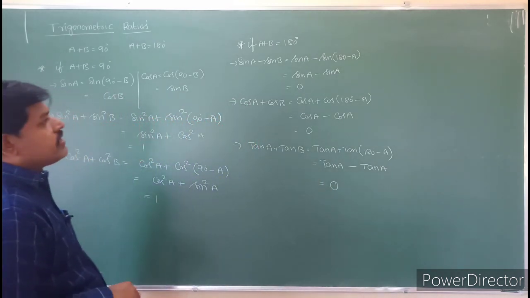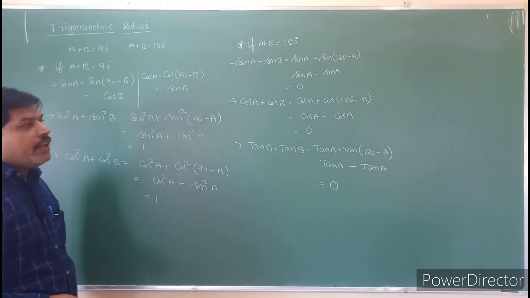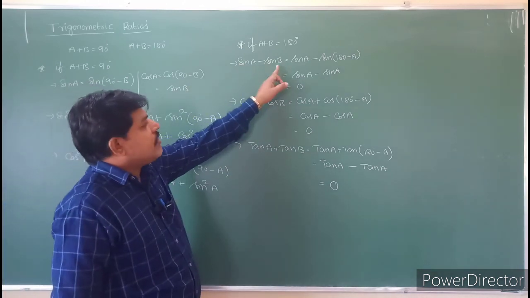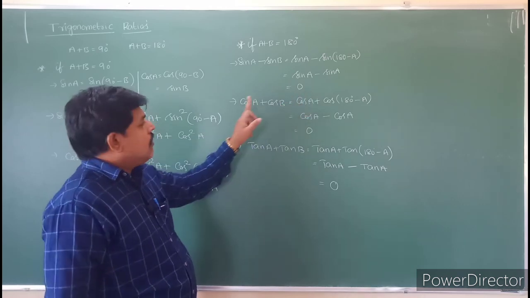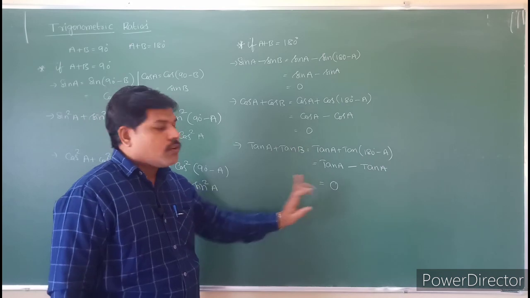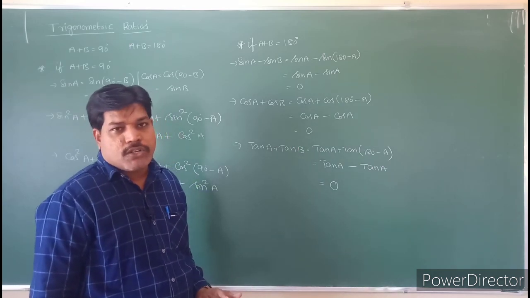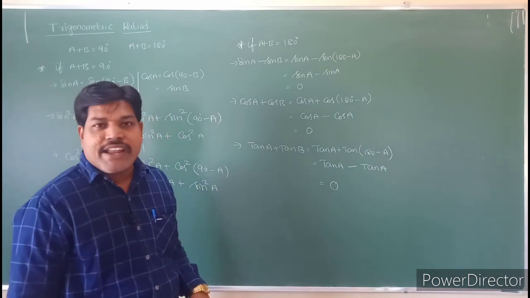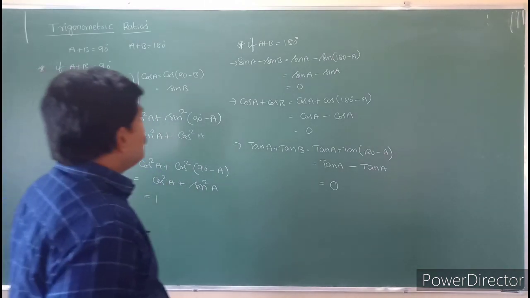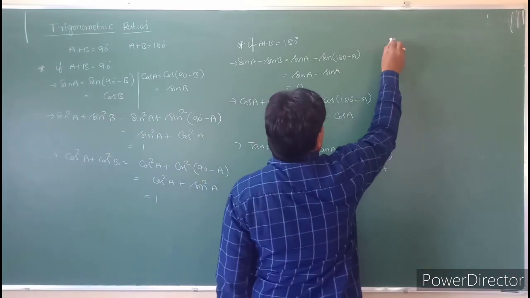So see that question, students. A plus b is equal to 180. If a plus b is equal to 180, what conditions will you get? Sin a minus sin b is equal to 0. Cos a plus cos b is equal to 0. And tan a plus tan b is equal to 0. So see, these are three conditions, students. Next one is a minus b. A minus b is equal to 180 degrees.